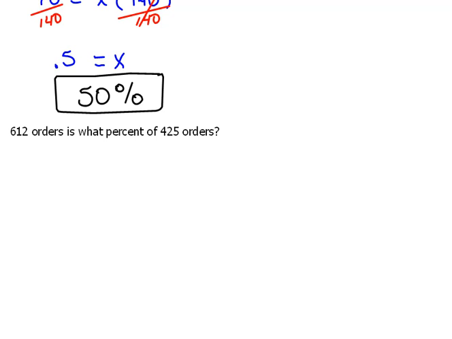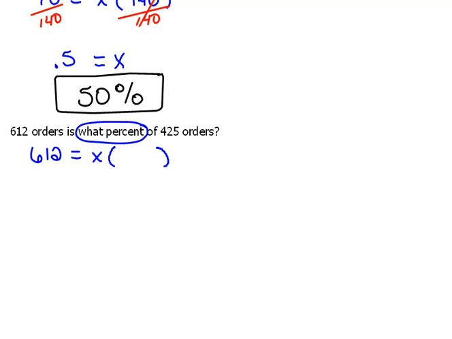Okay, this problem says 612 orders is what percent of 425 orders. So let's start off by just translating the statement into mathematics. So we would have 612 is means equals. What percent we don't know, but since we're going to be solving for a percent, we need to keep in our minds that we're going to have to change it to percentage at the end.